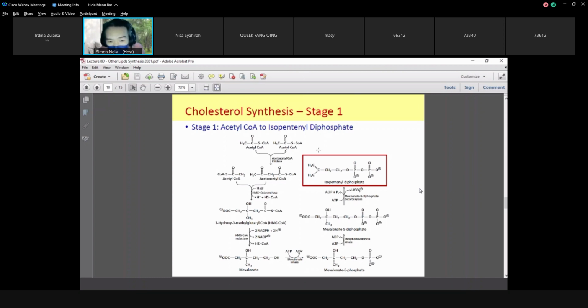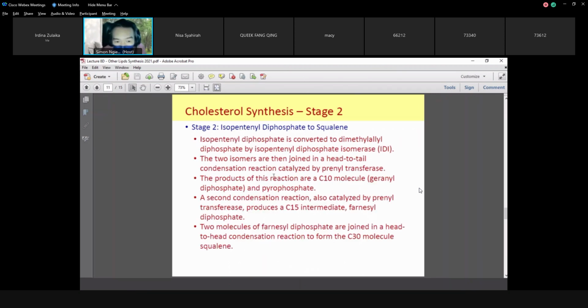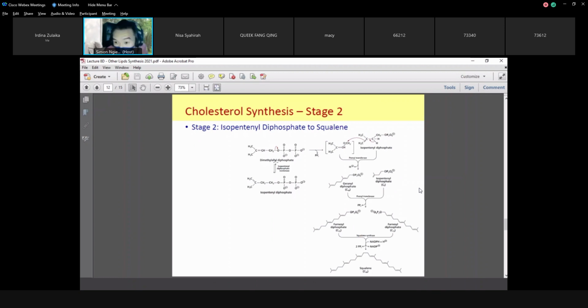I'll go to the picture. This is your isoprene, a five carbon one. Firstly, the enzyme involved in the process is an isomerase, to convert it to suit the need, because the double bond is not in the proper place. So the double bond is switched from here to here. Then you end up getting this structure, and eventually this structure is going to come together.